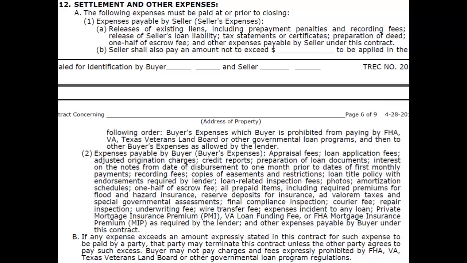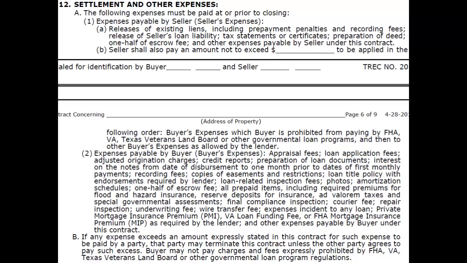I know it says it right here, but I just have to repeat: if your buyer is using FHA or VA, count on something being in that blank, because there are expenses that they just can't pay. So don't look at it as all that bad. It's just a fact of life if they're using that kind of financing.